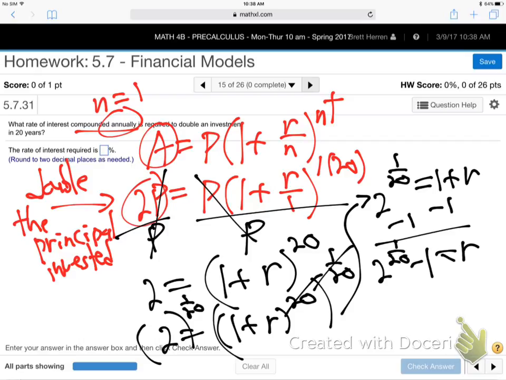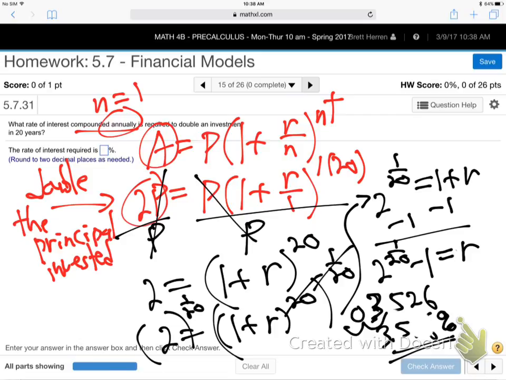You guys get your calculator? Whatever 2 to the 1/20th minus 1 is, that's the interest rate. What is that? 3.5? Getting that? It needs 2 decimals, so 3.526. So basically you got 0.035 at first, right? And then you moved it over. Good job. Yeah, 0.03526. Move it 2 places. Perfect. 3.526 percent. Or they wanted 2 places, so 3.53, I guess.